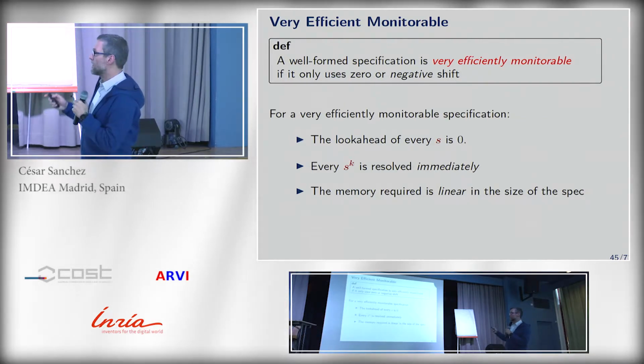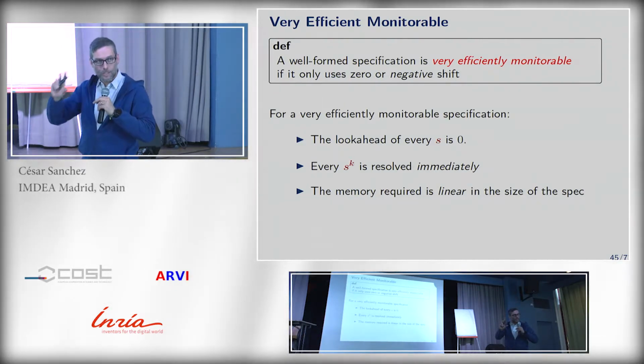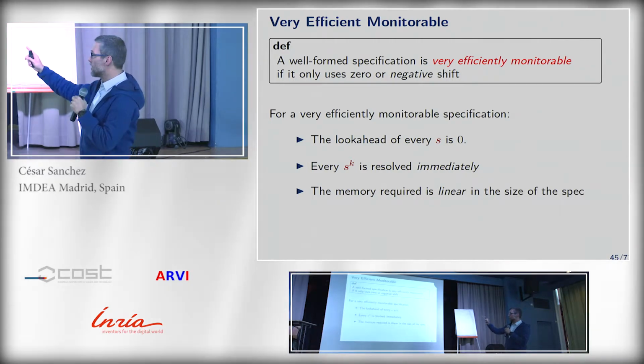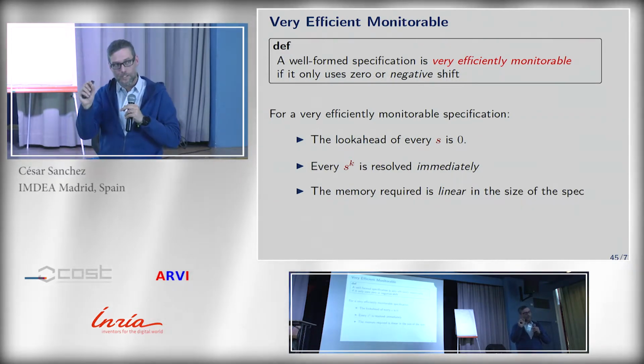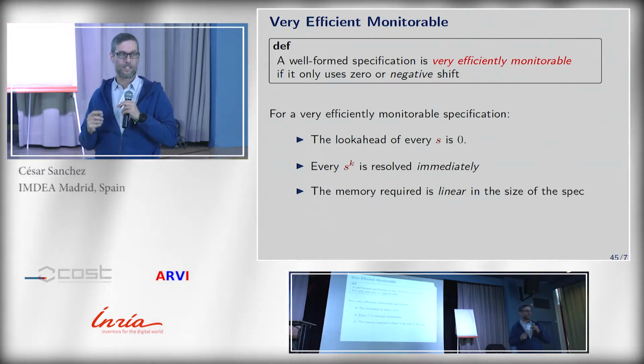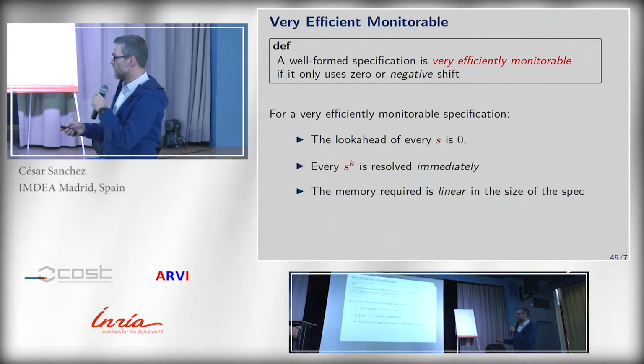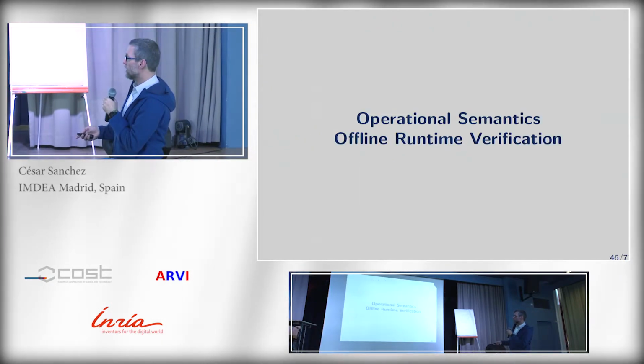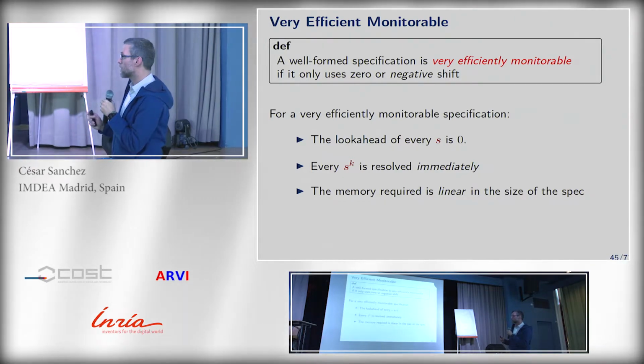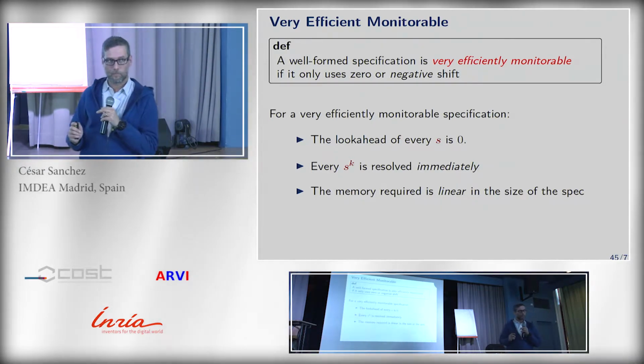Let me summarize for a moment. Efficiently monitorable is all the cycles are negative. Very efficiently monitorable means all the offsets are negative. Obviously, that implies that all the cycles are negative. Maybe an example can help here. But I want to move to offline.